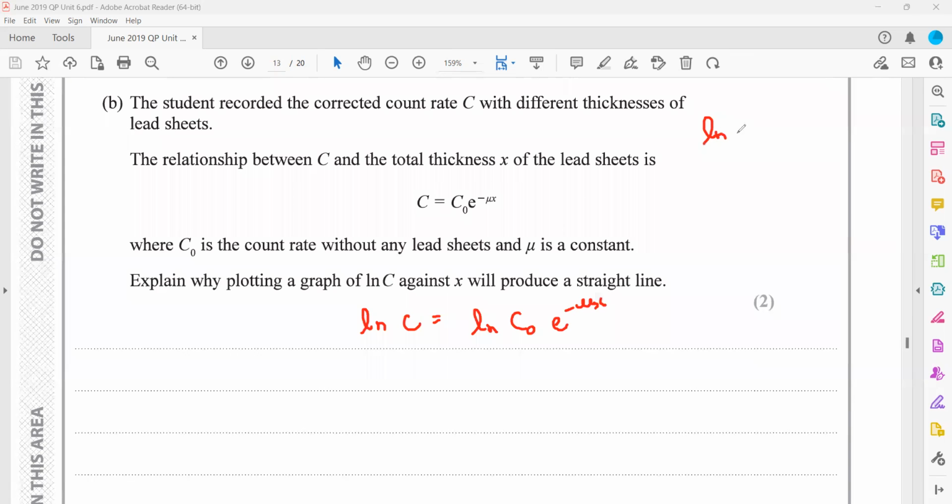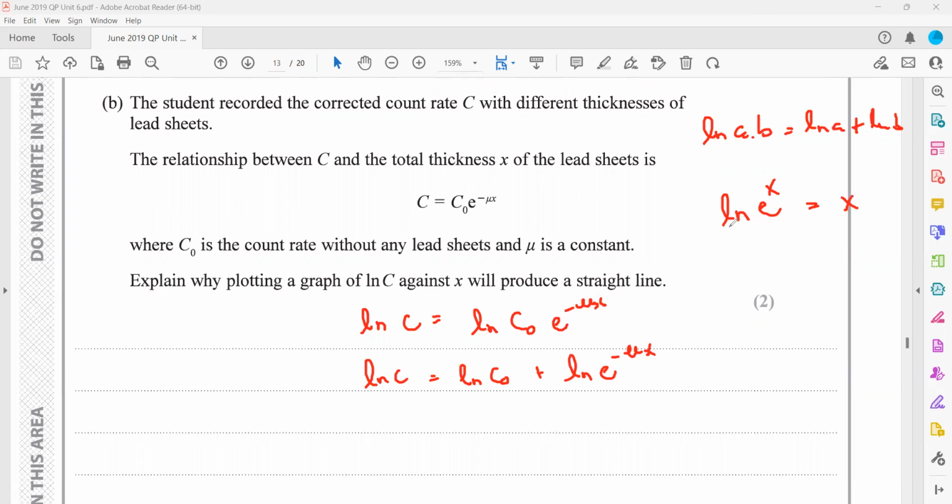Whenever two quantities are multiplied inside Ln, we write them separately: Ln A plus Ln B. So Ln C equals Ln C naught plus Ln e raised to power minus mu x. And remember, Ln and e are inverse functions. If there is Ln e raised to power x, this will become x. So here Ln and e cancel out, and it will be Ln C equals Ln C naught minus mu x, because mu x is the power of e.